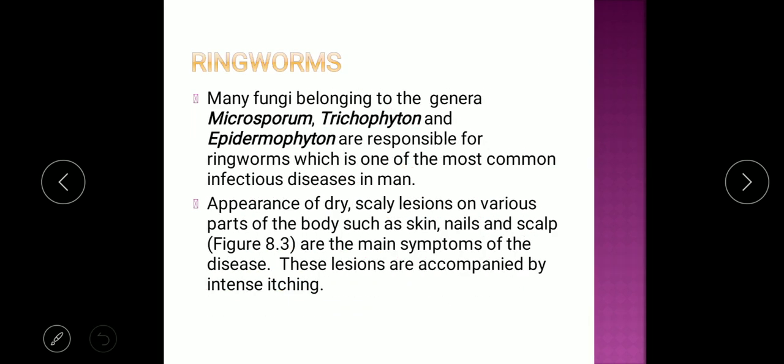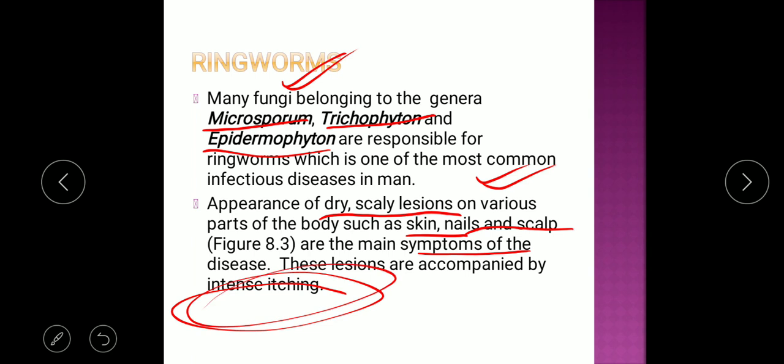Then ringworm, which is caused by fungi. The different genera of the fungi are Microsporum, Trichophyton and Epidermophyton. These are responsible for some of the most common infectious diseases. The appearance of dry, scaly lesions on various organs like the skin, nails and scalp is the major symptom of the disease. These lesions are accompanied by intense itching.